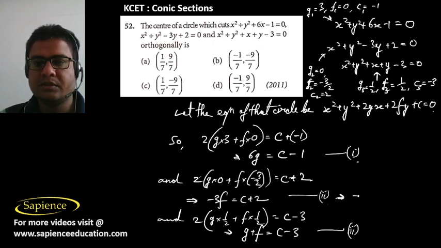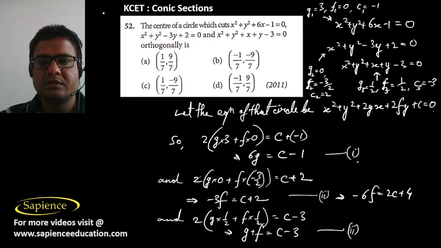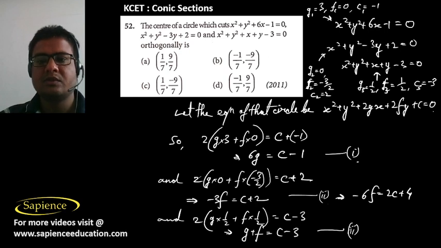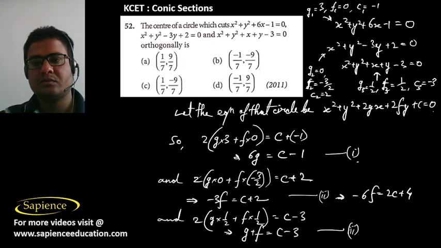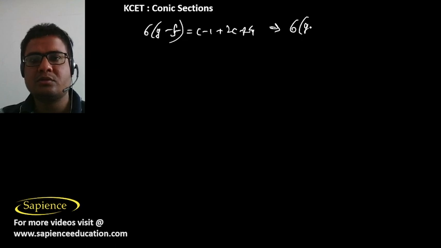So from here we can also say this is minus 6f, that is equal to 2c plus 4. Okay. So now if we add these two equations, the first and the second equation, then we will get 6 into g minus f, that is equal to c minus 1 plus 2c plus 4. So it means I will have that 6 into g minus f, that is equal to 3c plus 3.